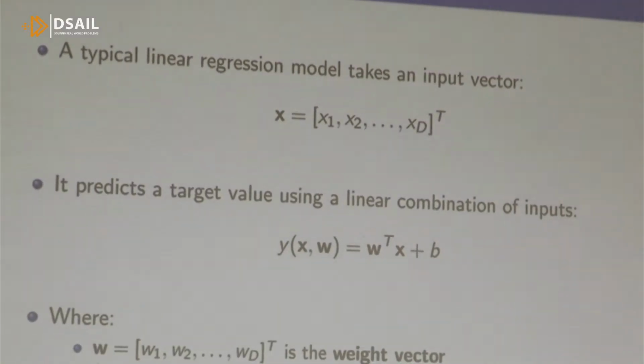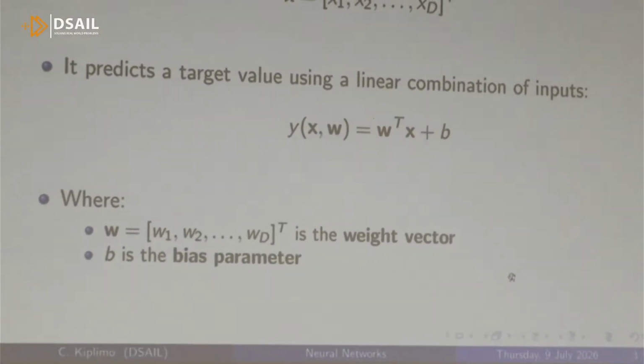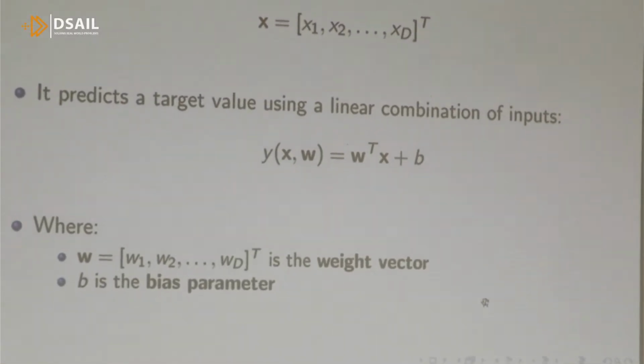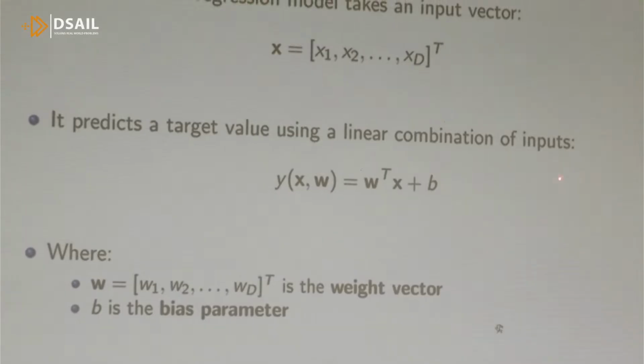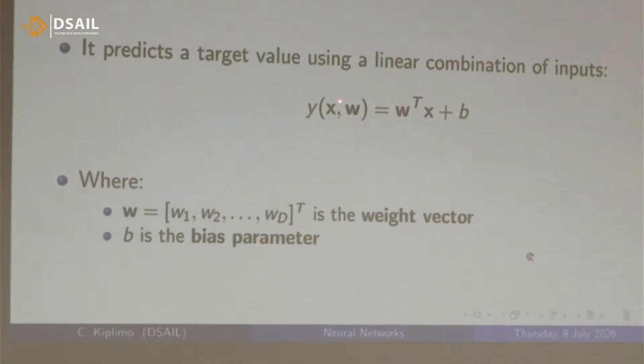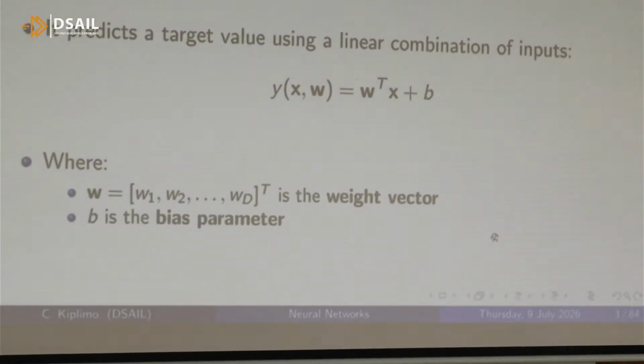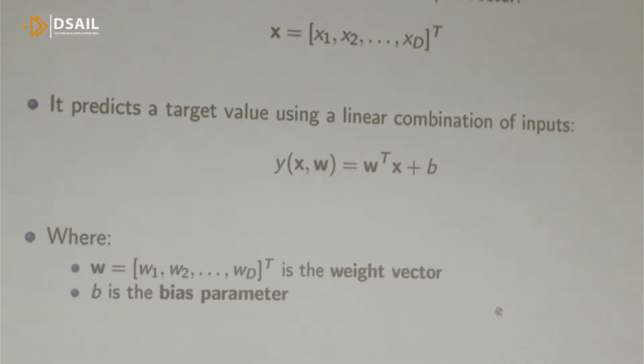So you can think of it as even your typical straight line, y equals mx plus c. It's like linear regression, where m in that case, which is the gradient, is a single element of the W vector, and B is the bias parameter, which would be the intercept for your straight line.